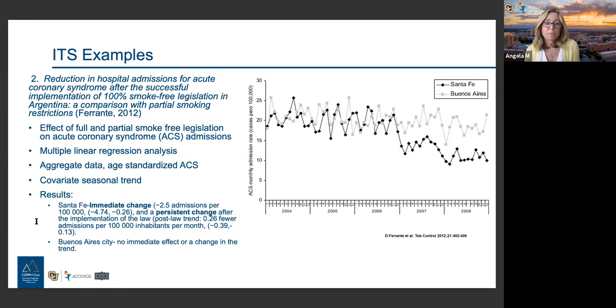This is an example of population level data. So they aggregated their individual level data into months and then did the model on top of that. So they used multiple linear regression techniques, which I take to be some kind of segmented regression analysis here. And they used age standardized acute coronary syndrome admissions as the outcome. So they're looking at how the smoking ban affects acute coronary syndrome admissions. They did adjust for a seasonal trend.